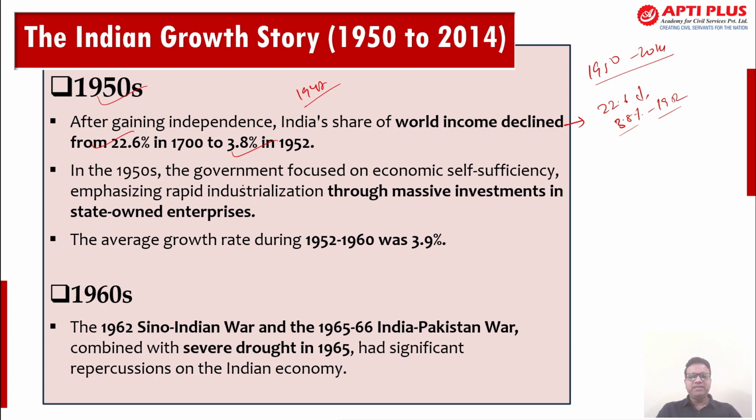Now in 1950, the government focused on economic self-sufficiency, where attention was given to industrialization, massive investment and state-owned enterprises. The average growth during this time, precisely 1952 to 1960, was 3.9%.